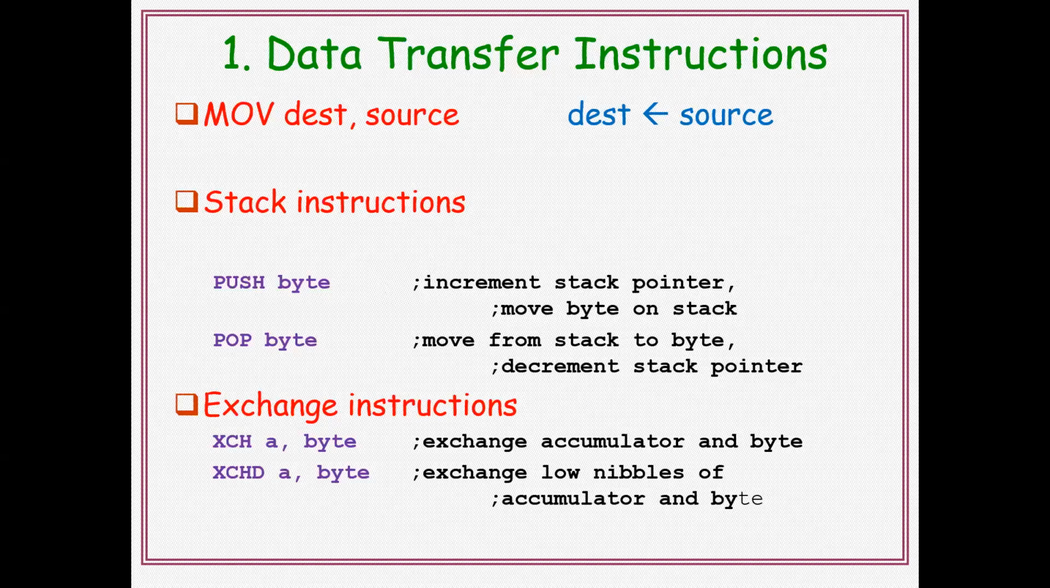Next data transfer instructions are exchange instructions. Two instructions are supported, first one XCH, second one XCHD. The first instruction is XCH A comma byte, exchange accumulator and byte contents. And the second one is XCHD. In this case, exchange lower nibbles of accumulator and byte. Here only the lower nibbles are exchanged.